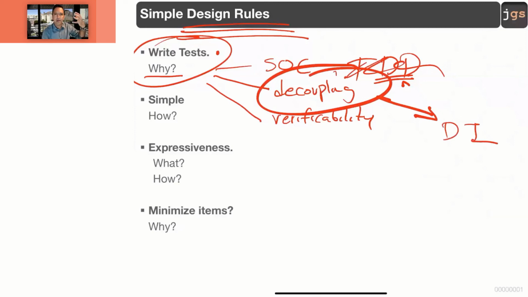Dependency injection. Can you explain to me in plain English what is dependency injection? Because it's a very fancy term, but what does it mean in terms of programming? I am a programmer. What is that dependency injection?